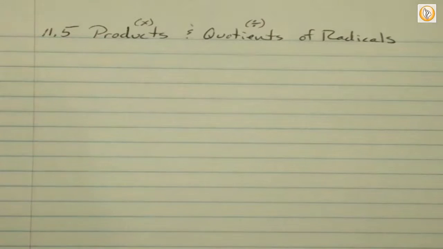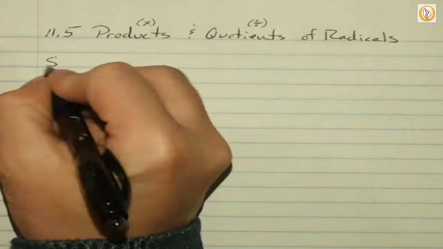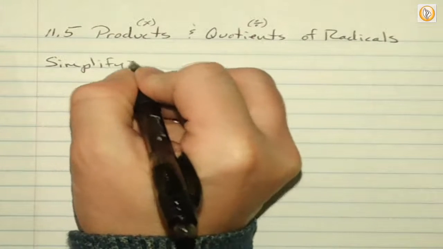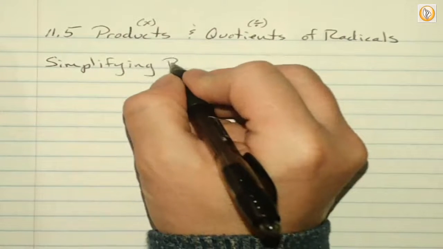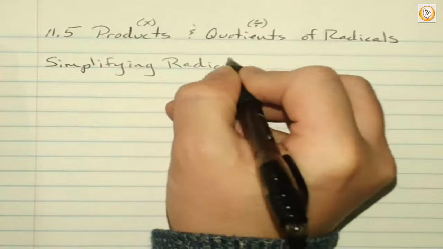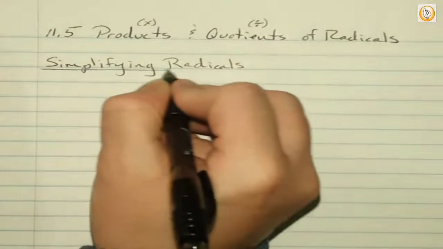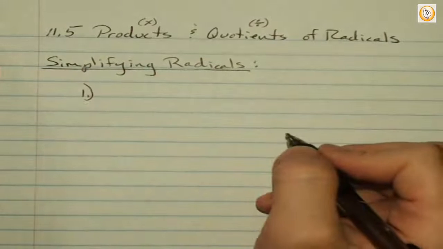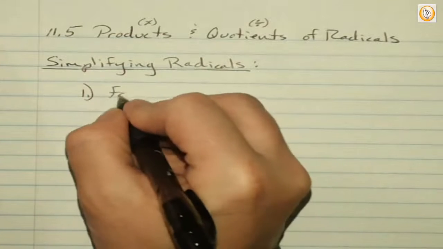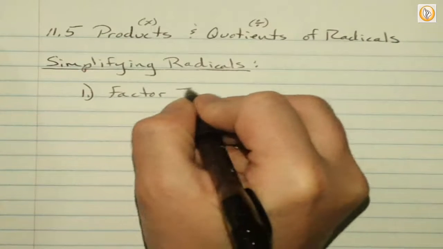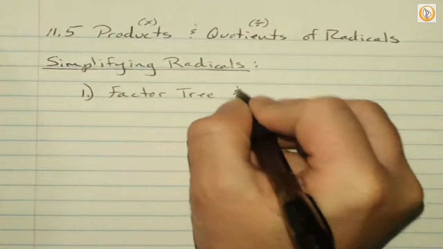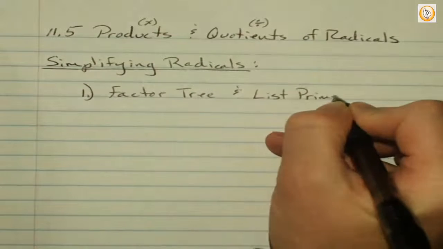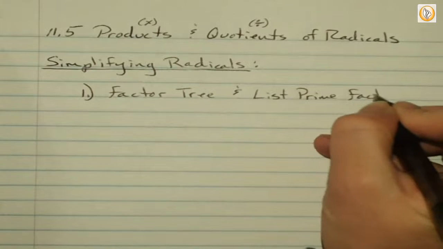Okay, got it. All right, so simplifying. This is important first before we get into multiplying and dividing. You have to learn how to simplify radicals. Step 1, you're going to do the factor tree, and you're going to list prime factors.